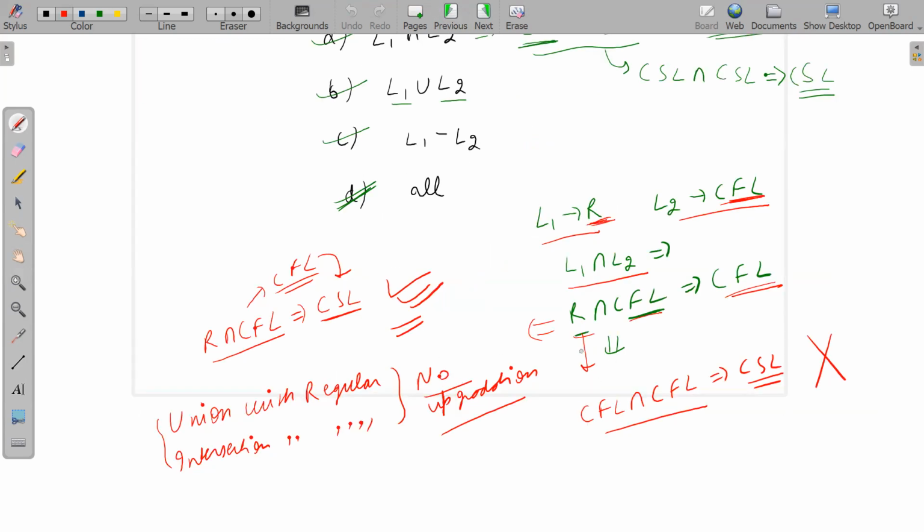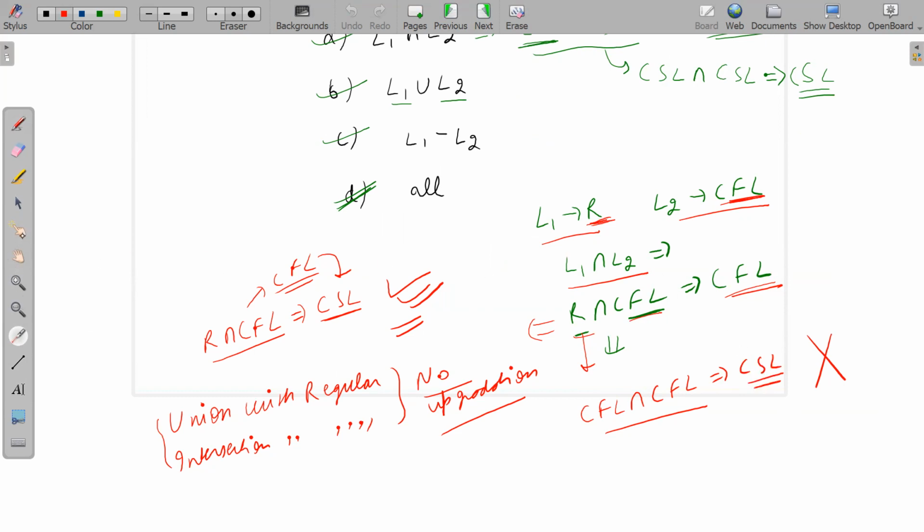Now you may get a doubt that, sir, if we apply upgradation, even then we are getting the correct answer. Yes, no doubt you are getting a correct answer, that is CSL, but you will say that it won't be a CFL. No, this is wrong. If you apply upgradation, you will get a CSL and say that it is not a CFL. This is wrong, because this is a CFL also. Regular intersection CFL is CFL also. Since this is CFL, this is CSL also.